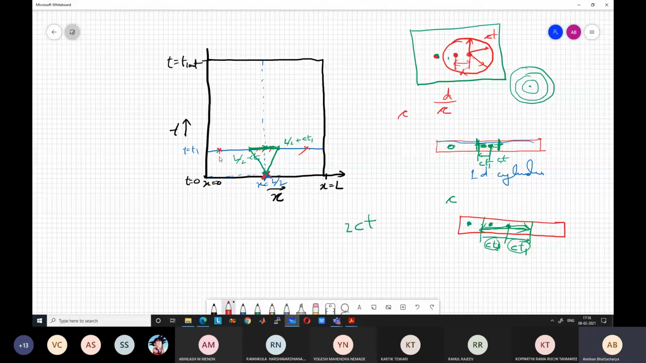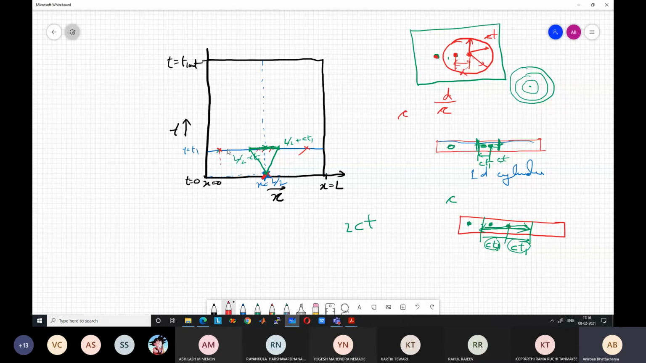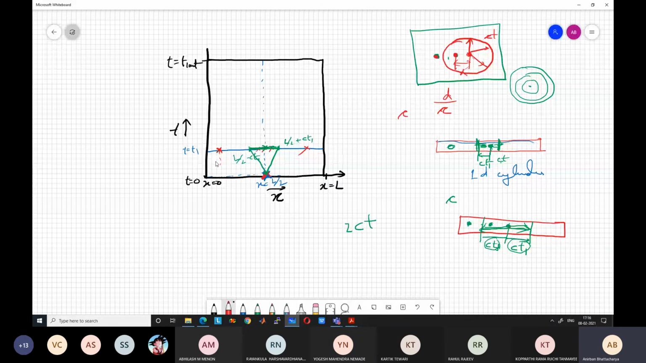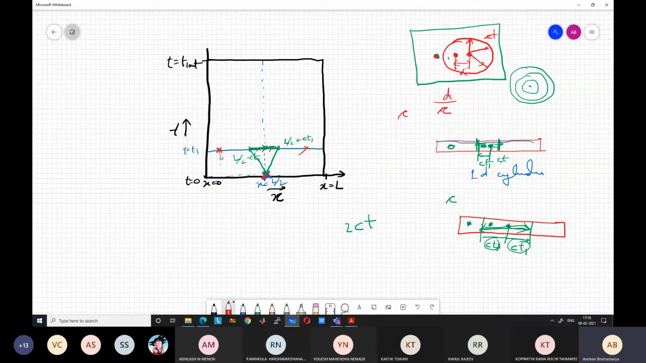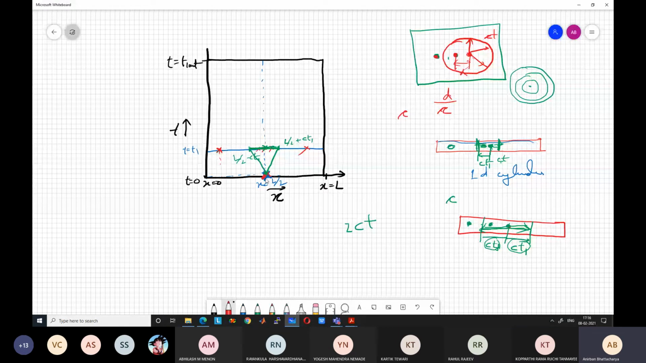That there was a stone that was thrown in the center. Will this person never feel the effect? Yes, he will feel it after a certain time, when the waves reach there, right?